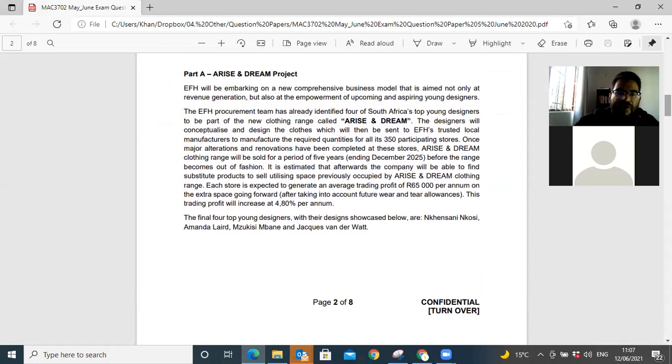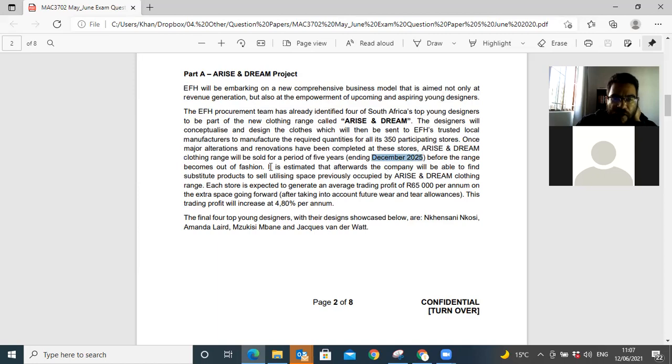Okay, so now as we read, nothing over here. We know there are 350 participating stores. They'll have a clothing range for 5 years, ending 30 December 2025. Okay, so we have that taken into account.